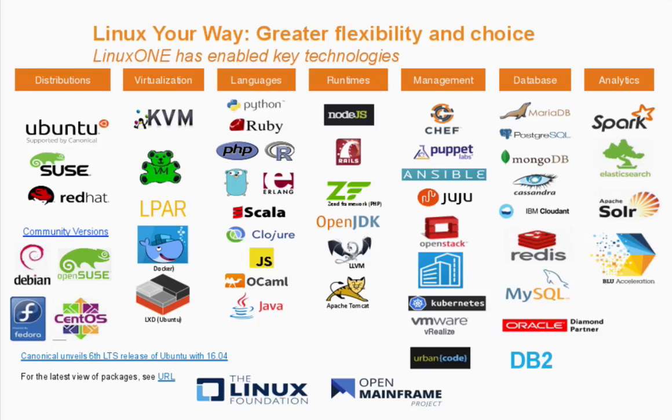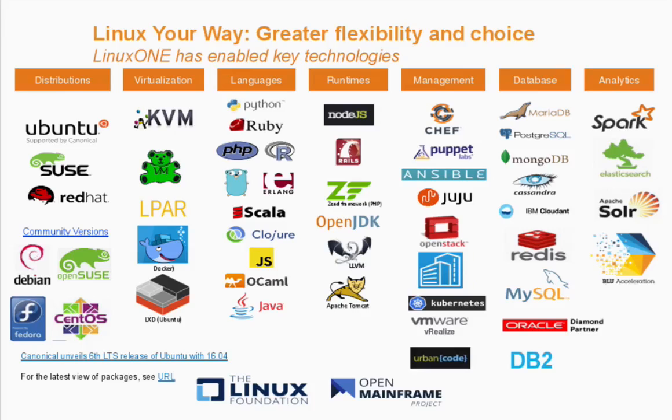Name your favorite language, we have that running on the mainframe: Python, Ruby, PHP, Erlang, Go, even the new Swift announcement that was made, where Apple is making their Swift code available as open source. We have that running on the mainframe right now. Various runtimes, whether you're talking about Node.js, OpenJDK, or Apache Tomcat, are all running on our platform. Different management packages out there, Chef, Puppet, Ansible, Salt, are all packages that run on our mainframe.